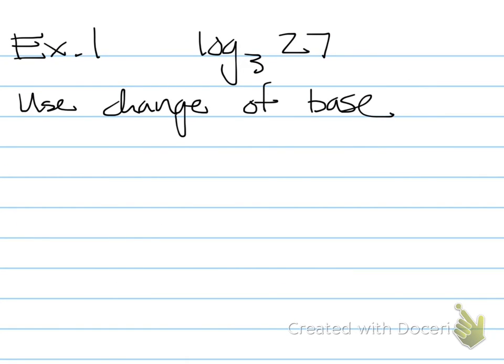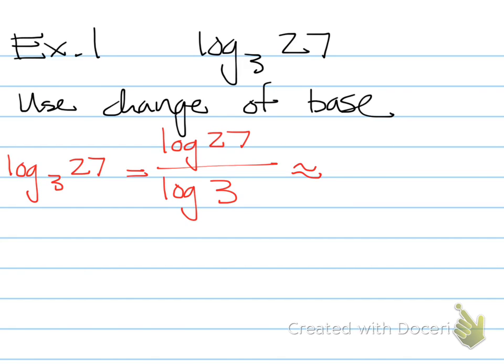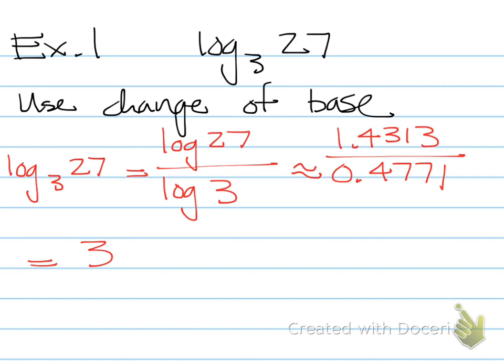For example, you have log base 3 of 27. To use the change of base formula to evaluate this, you would take the common log of 27 divided by the common log of 3. And you would approximately calculate 1.43313 divided by 0.4771. And just by changing the form from logarithmic form to exponential form, we would be able to already determine that the value of this logarithm is actually 3.